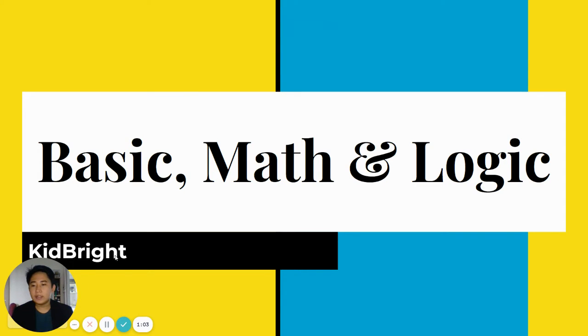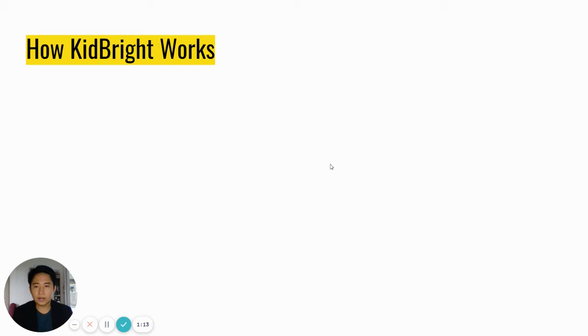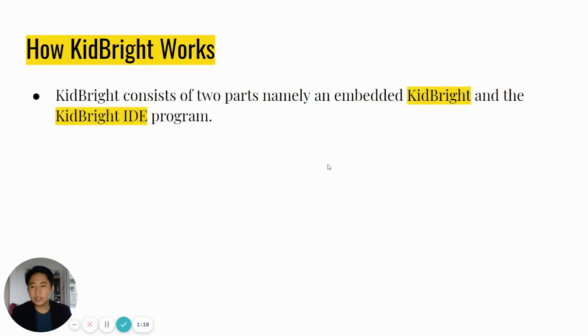All right, so this is lesson 2, which is about the three tabs on KidBright, which is the basic, the math, and the logic tab. Okay, so let's start. So first, let's have a little review on how KidBright works. So this is like I discussed last week.